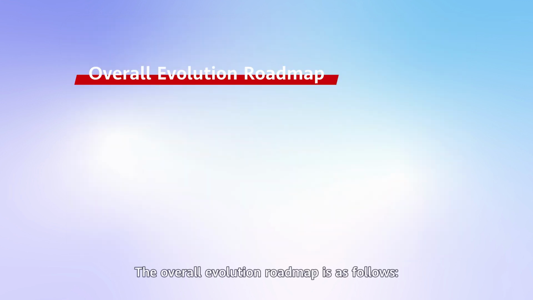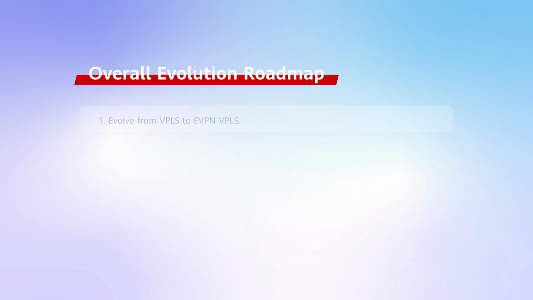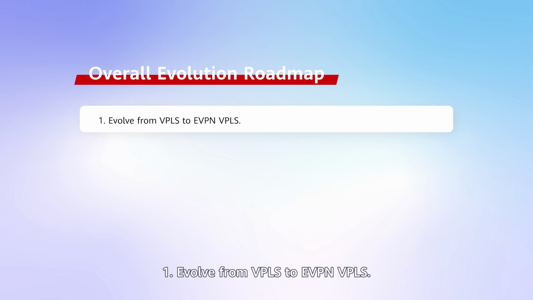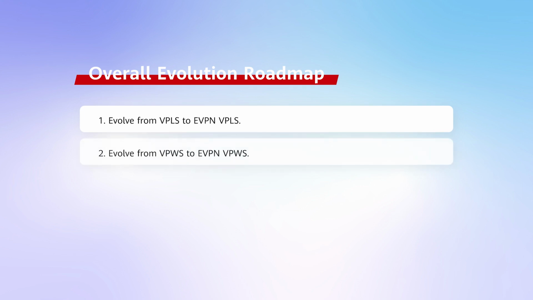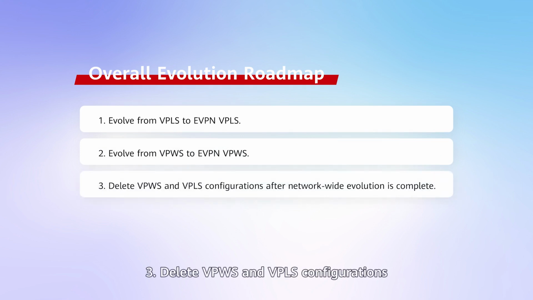The overall evolution roadmap is as follows. First, evolve from VPLS to EVPN VPLS. Second, evolve from VPWS to EVPN VPWS. Third, delete VPWS and VPLS configurations after network-wide evolution is complete.